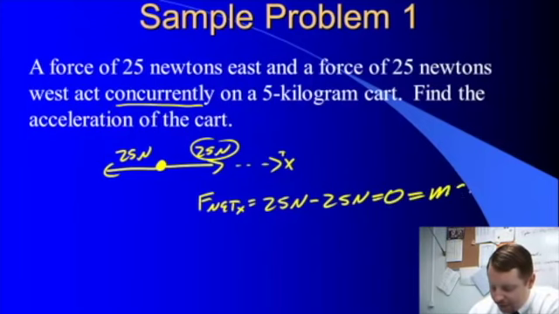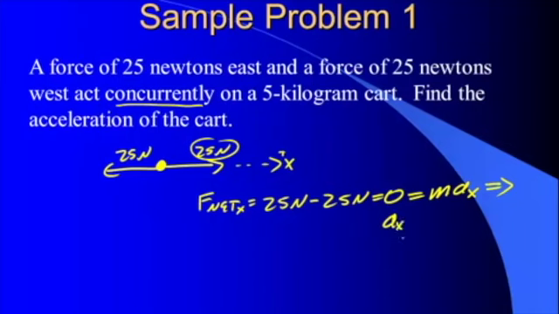And that must also be equal to mass times acceleration in the x direction. Of course, mass is 5 kilograms, therefore we can state that the acceleration in the x direction must be 0. There is no net force. They balance out. Let's take a look at another one.